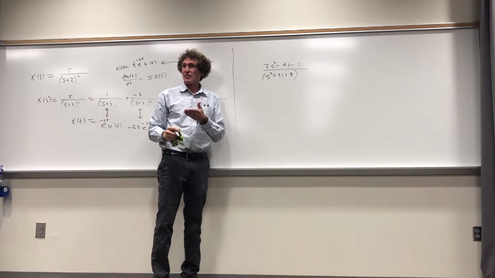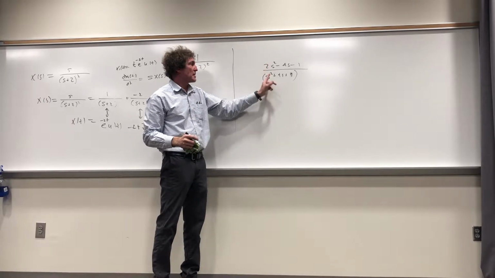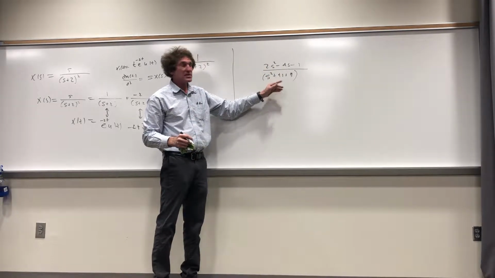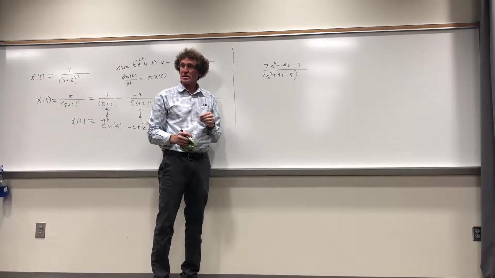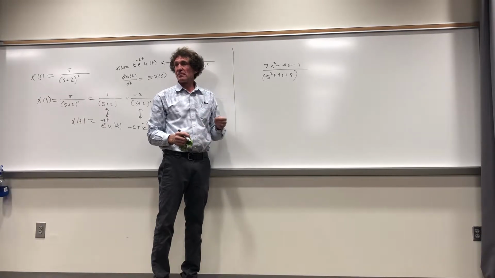I can do it for you if you want me to, but remember, these are the same order, right? That's s squared. So that means you have to divide the denominator into the numerator, and you're going to get a constant. That constant will be 2. Do you all see this, class? Then the remainder you can do an expansion on.